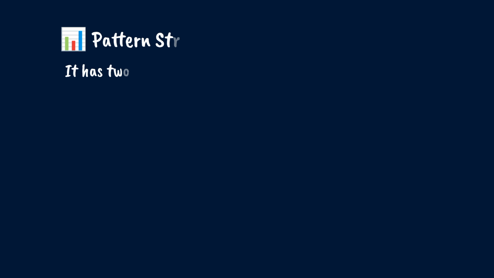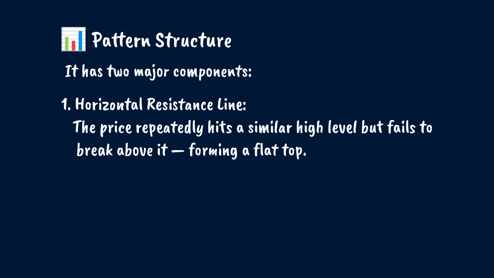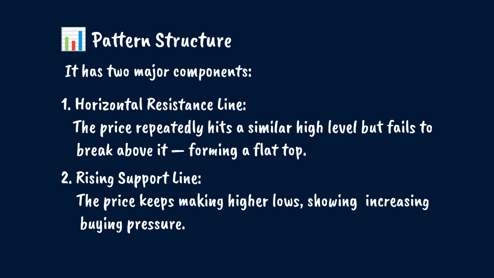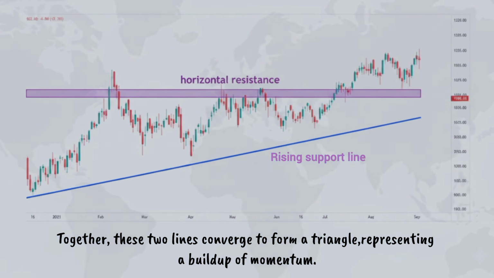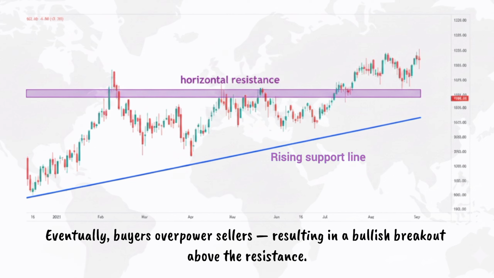Pattern structure. It has two major components. One, horizontal resistance line. The price repeatedly hits a similar high level but fails to break above it, forming a flat top. Two, rising support line. The price keeps making higher lows, showing increasing buying pressure. Together, these two lines converge to form a triangle, representing a build-up of momentum. Eventually, buyers overpower sellers, resulting in a bullish breakout above the resistance.